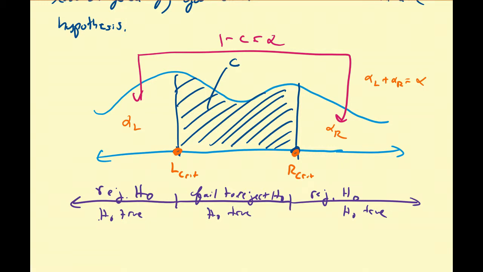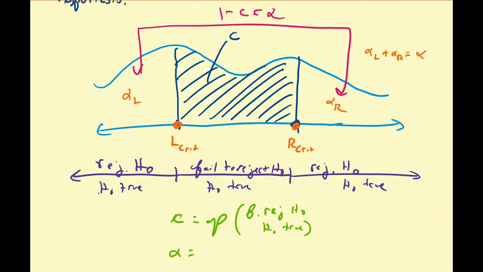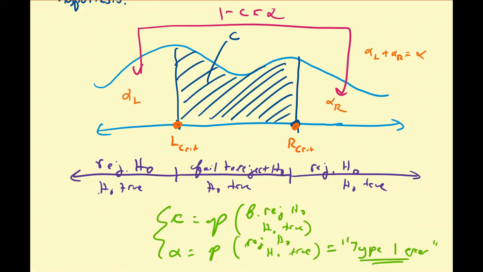Right? So that means we can think about C as being equal to the probability of failing to reject the null hypothesis, assuming that the null hypothesis is true. And alpha is the probability of rejecting the null hypothesis when the null hypothesis is true, which we refer to as the type 1 error. So this is C and alpha, and here's the type 1 error.